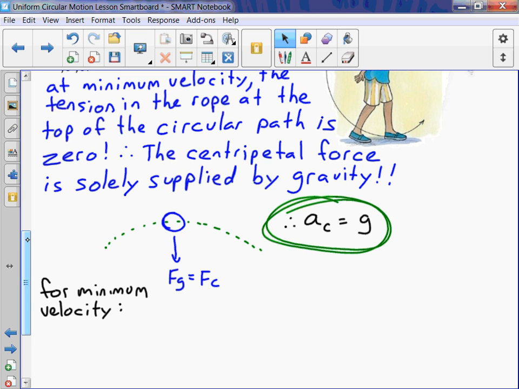So you're asking what the net force would be, or what the centripetal force would be? No, the combination of Fg plus the tension, there'd be another arrow going down that's tension. That would equal Fc. The centripetal force would then be supplied by tension and the force of gravity. So it is less when the tension is zero. You understand what I'm saying?